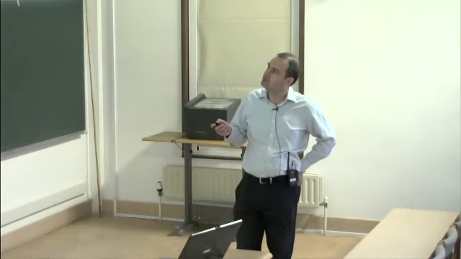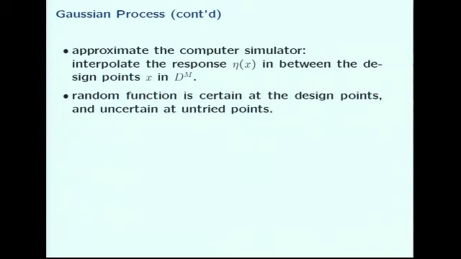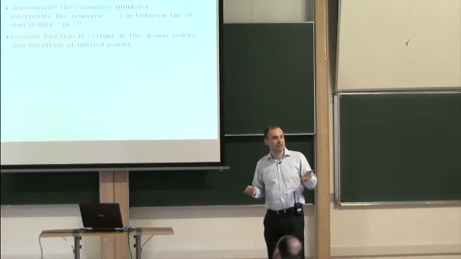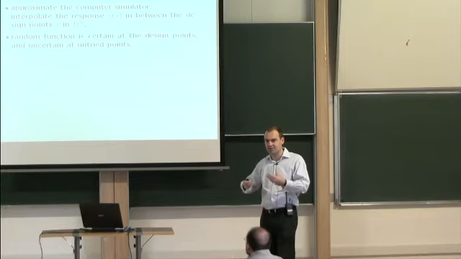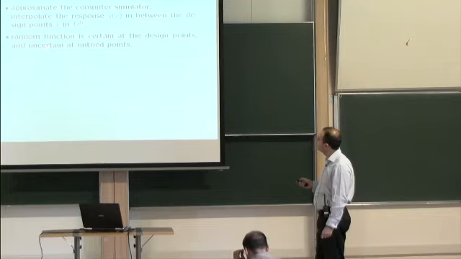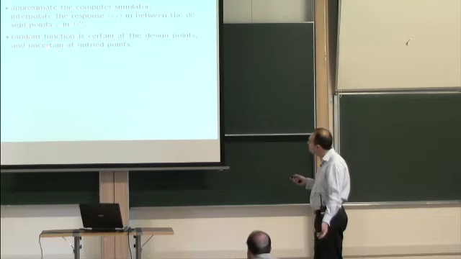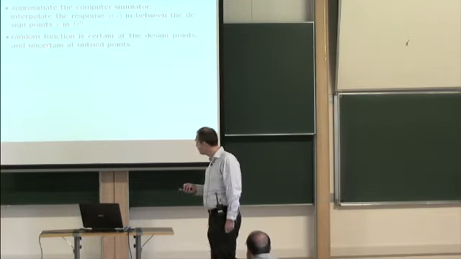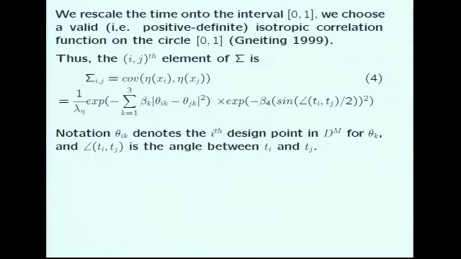If I continue here, we want to interpolate the response. This is the computer model for t, theta equals x, in between the design points. In between the design points, it's uncertain, and the examples that you showed yesterday were very clear about that. You have some uncertainty in between. So you want to interpolate this computer model, and it's uncertain in between, and it's certain at the design points. So everything has to be worked out here.